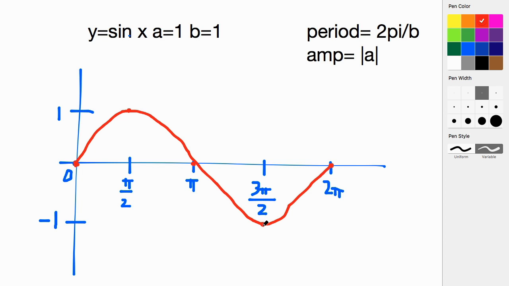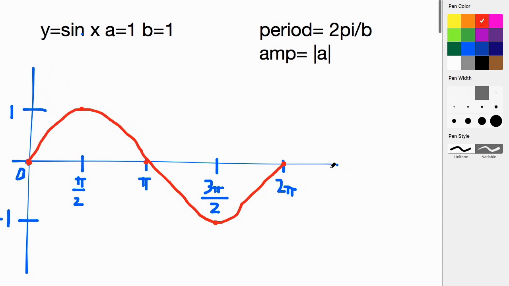It drops all the way down to its minimum value of -1 at 3 pi over 2, and then goes back up to 0 at 2 pi. And this is one complete period of sine.